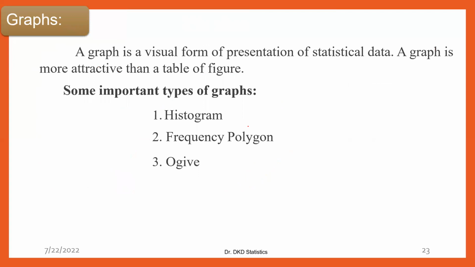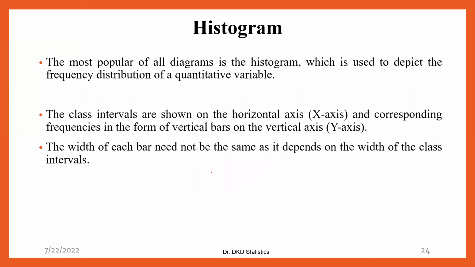Now the next point is some graphs which are very important for the presentation of statistical data. In statistics, a very important diagram is known as the histogram. The histogram is very important to understand the normality of the data. Second is the frequency polygon, and third is the ogive. Now here we'll quickly discuss how to create the histogram, frequency polygon, and ogive curve.